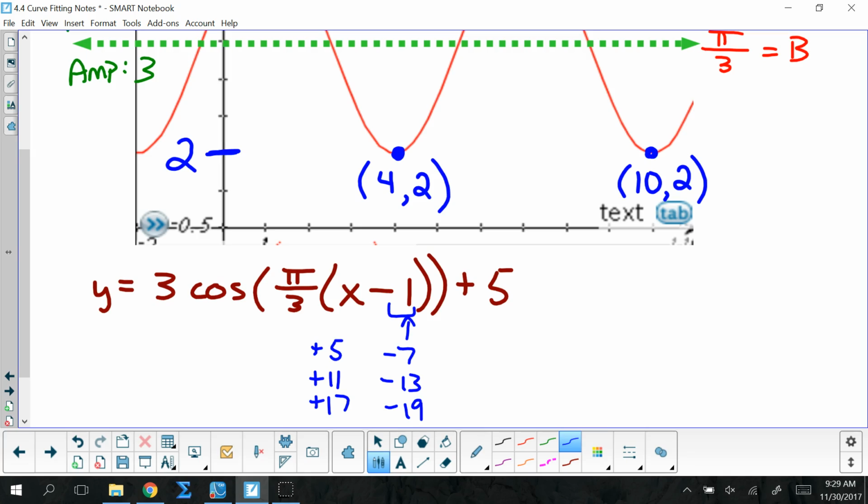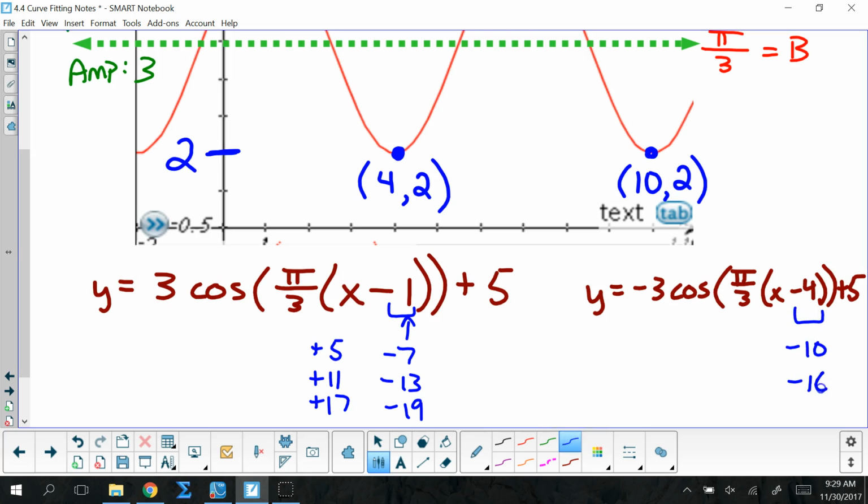Okay? Now, if I wanted to start at the low point, then this would be y equals negative 3 cosine of pi over 3 times x minus 4 plus 5. Right? And then this number could change to minus 10, minus 16, plus 2, plus 8, etc., based off of that period.